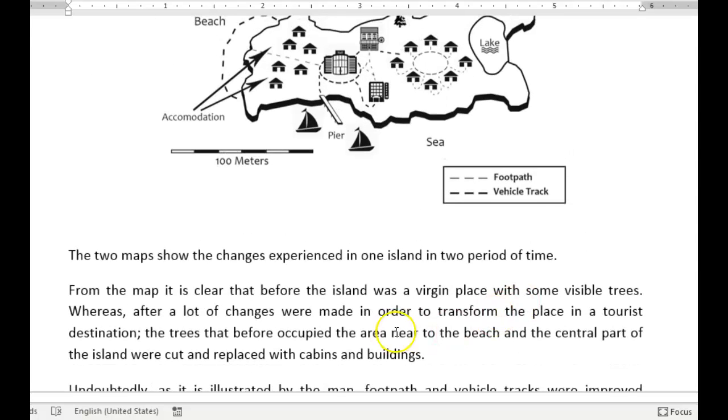Okay. Task 1, the maps. The two maps show the changes experienced in one island in two periods of time. What do you mean by two periods of time? I'm not sure what you mean by this.